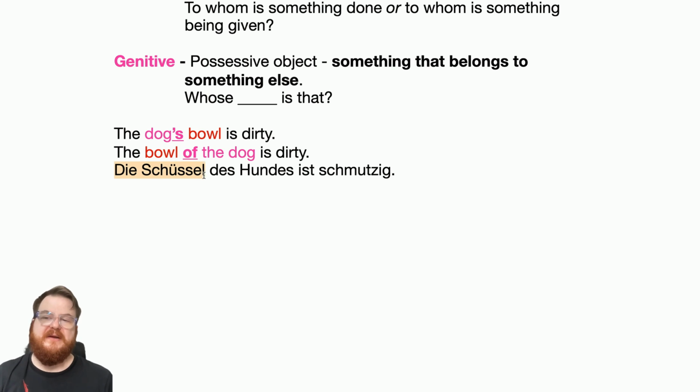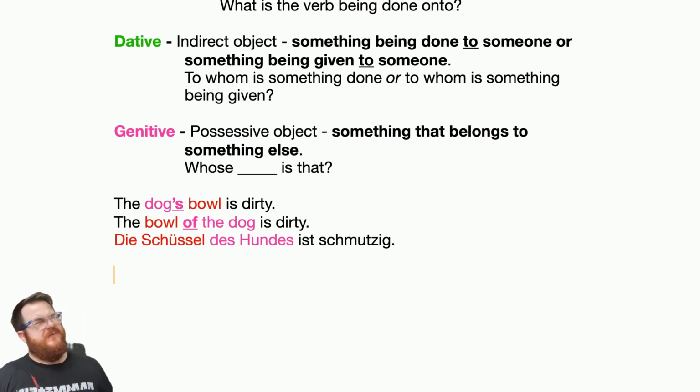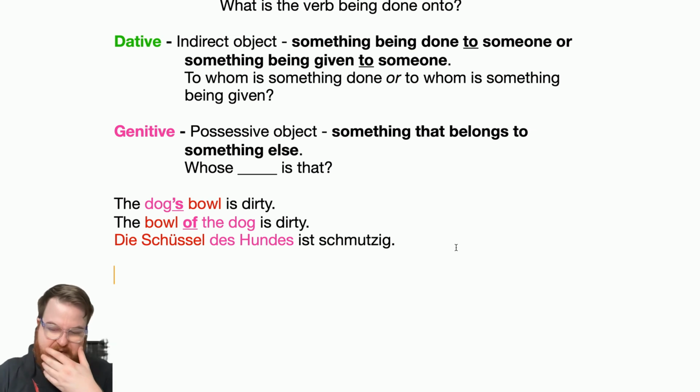Okay, so here we have our nominative, the bowl, and here's the genitive, des Hundes. And that is the same as the word order if we use of, right? So we can think of des as of the dog, of the dog. So when you're translating genitive into English, always think of the, of mine, of your, of his, and so on. Okay. Let's see if I can give you a sentence with all four cases. I think it's possible. Let's go for it.